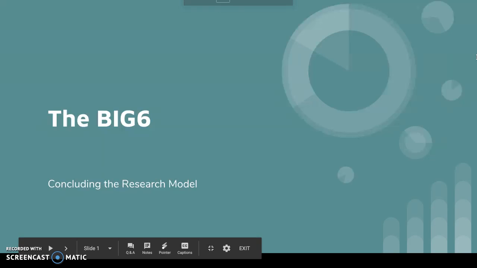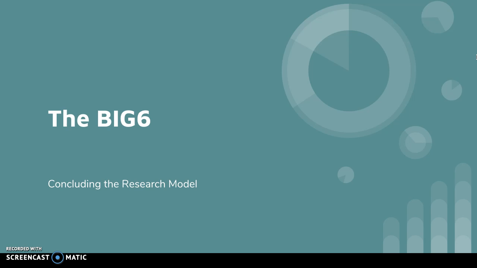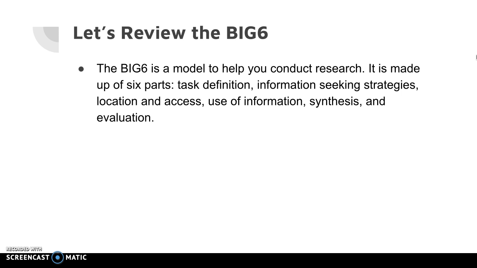Welcome back, students. Let's take a moment to review what we have learned about the Big Six research model. The Big Six is a model to help you conduct research. It is made up of 6 parts: task definition, information-seeking strategies, location and access, use of information, synthesis, and evaluation.